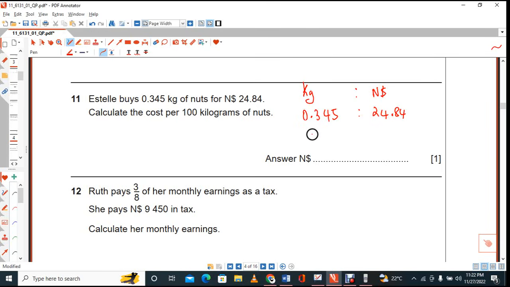So we are now looking for 100 kilograms, and you can cross multiply. Essentially what you realize is that you will have to divide 24.84 by 0.345, and that gives you an estimate or a correct answer of $7,200 million.